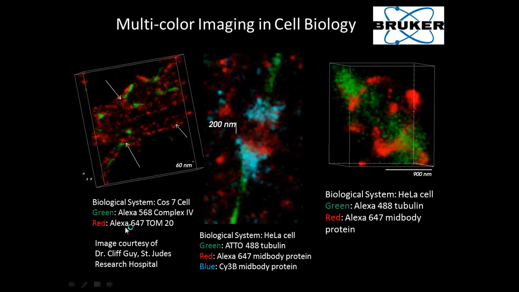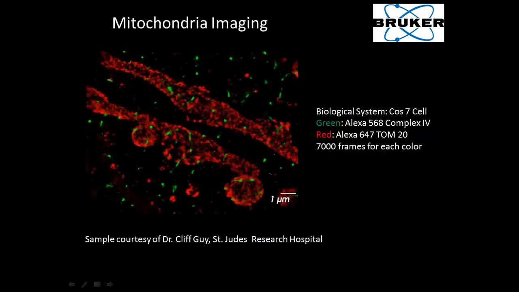And this was an image courtesy of Dr. Cliff Guy at St. Jude's Research Hospital. And these two are from a HeLa cell where they were looking at a mitotic model. This is a 2-color where you can see the green is a microtubule, the red is a mid-body protein. Initially, before mitosis starts, these proteins form rings around the microtubules. And as mitosis proceeds, you can see cone-shaped structures forming.